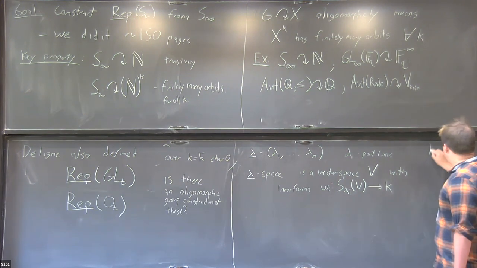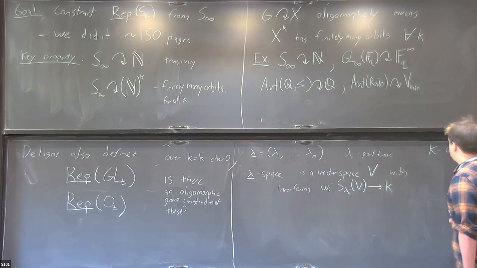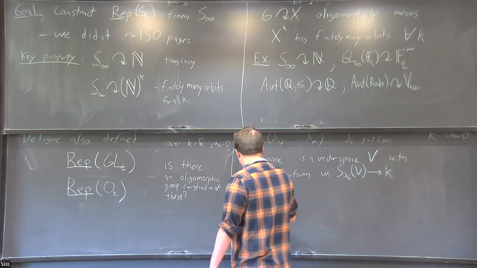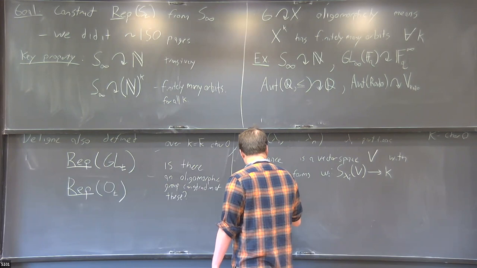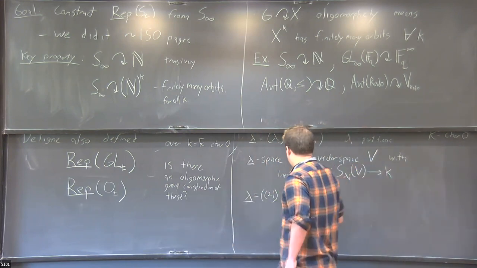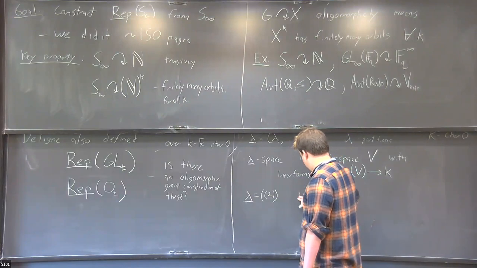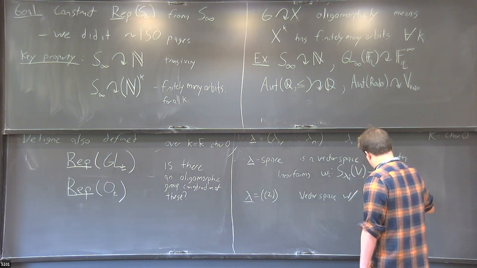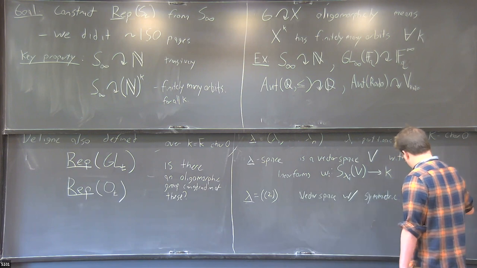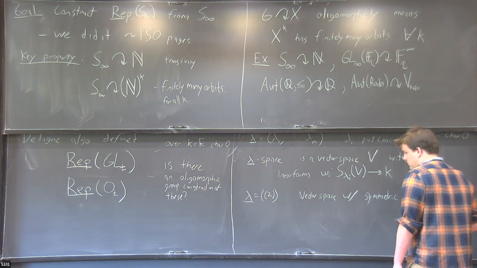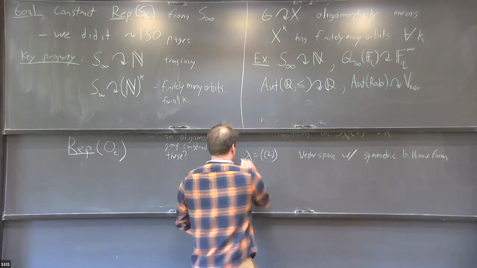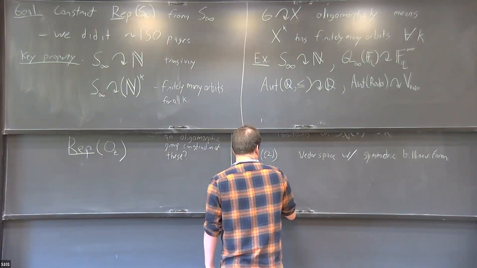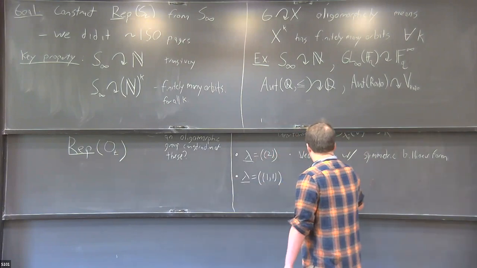Maybe I should specify K is going to be characteristic zero, at least for our meaning. So let me consider the case where lambda is just a single partition, let's say (2). Then this is just a vector space with a symmetric bilinear form. That's maybe the type of example I have in mind. Another one is I could take lambda again to be a single partition (1,1). And now it's the same thing, but the form is skew symmetric.